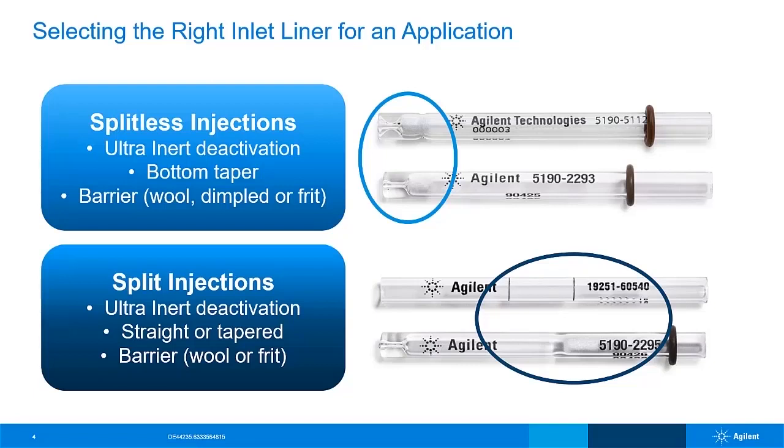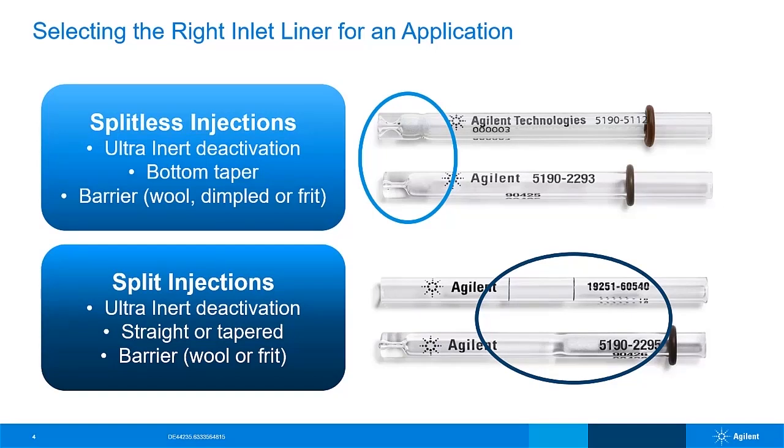To summarize the previous slide, let's discuss what to use in splitless and split injections. So if you're running trace analyses of sensitive compounds in a dirty matrix like food, a splitless injection and liner would be best, with a single bottom taper and either glass wool or glass frit to provide filtration and a site for volatilization. Plus, ultra inert deactivation enables excellent peak shapes for tricky analytes.